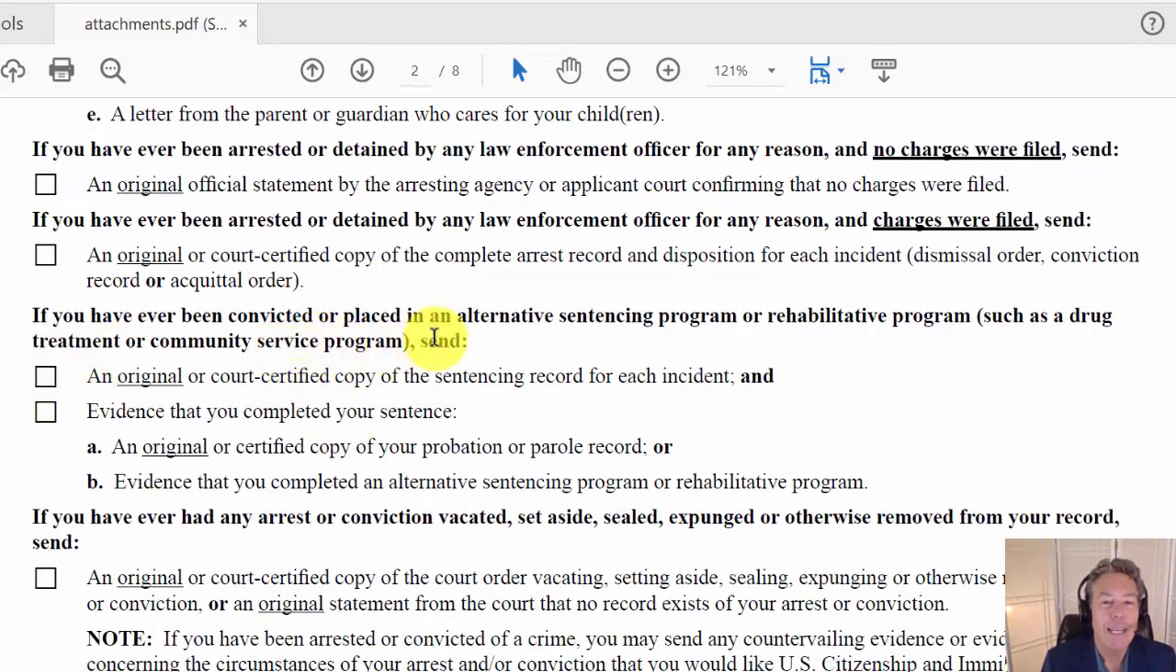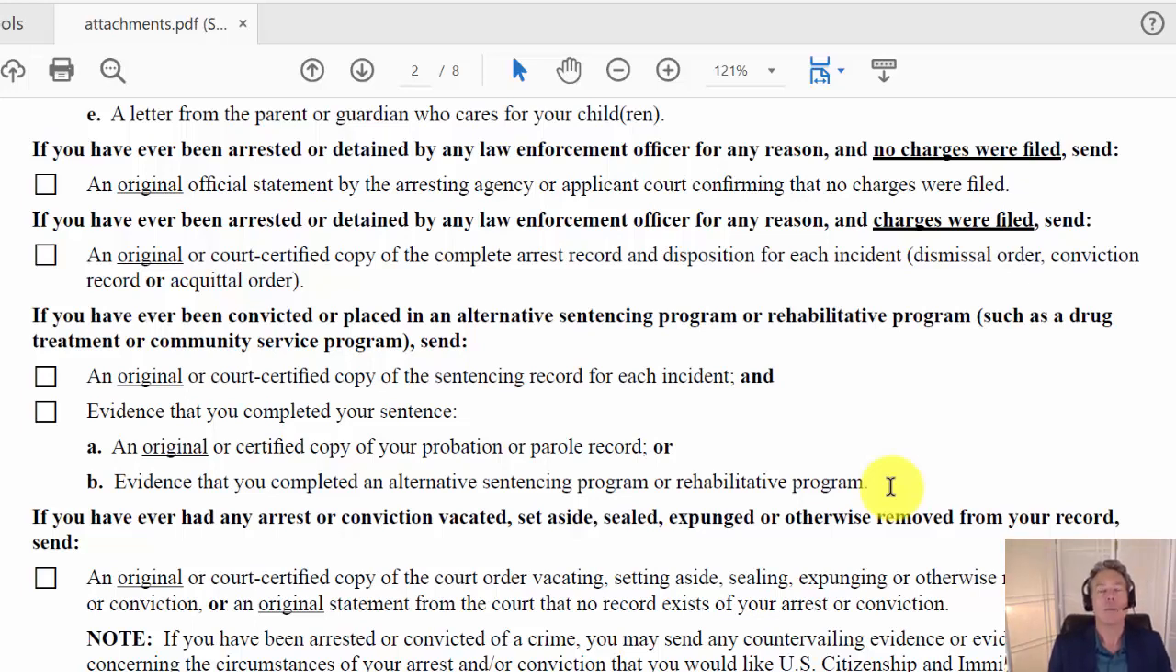If you have ever been convicted or placed in an alternative sentencing program or rehabilitative program, such as a drug treatment or community service program, send all of this: original court-certified copy of the sentencing record for each incident and evidence that you completed your sentence, an original certified copy for a probation or parole record, or evidence that you've completed an alternative sentencing program or rehabilitative program.